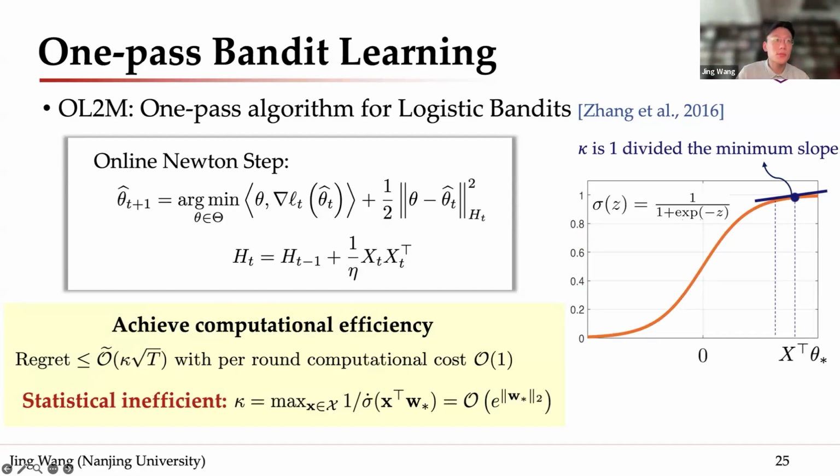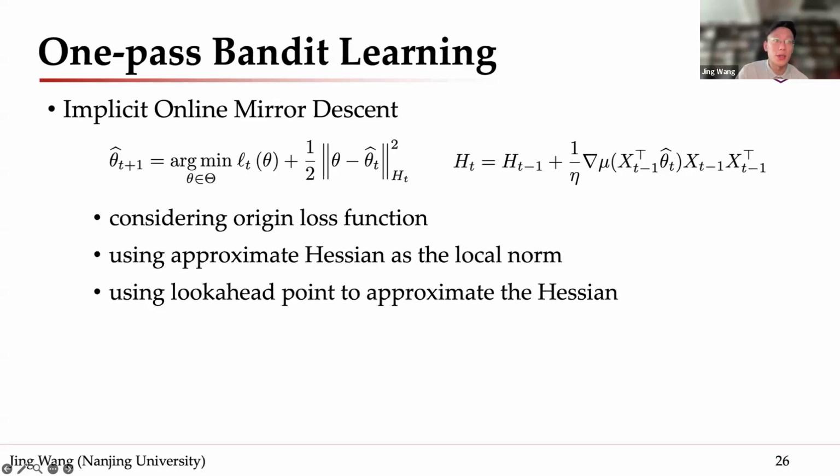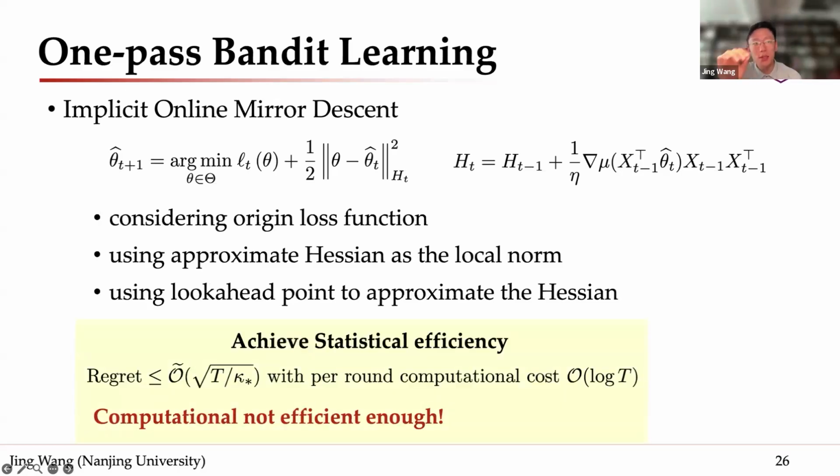Exponentially increasing. So the first works considered using the implicit OMD to do the parameter estimation. This can achieve the statistical efficiency, the optimal regrets, but it has a larger computational cost per round, log T. This is because it's actually optimizing over the original loss function, L here. Which means at each round, it will do log T rounds of gradient descent steps for convergence. So the computational cost is not efficient enough.